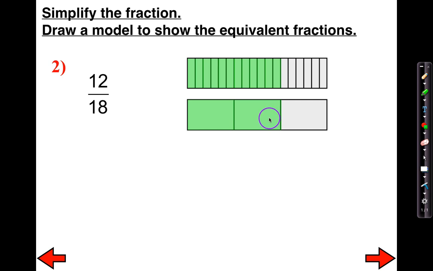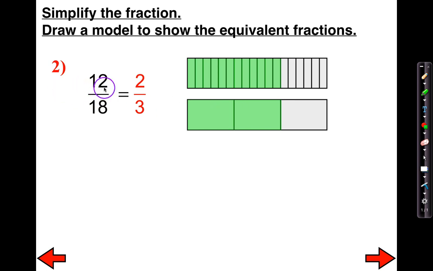So 1, 2. But notice now it's no longer in 18ths. There's a total of 3 pieces, so this is going to be in thirds. How many of the thirds are shaded? 2, so we're going to write 2/3. So yet again, how do I prove it? I can prove it by reducing both as much as I can. If they are equal, they are equivalent.